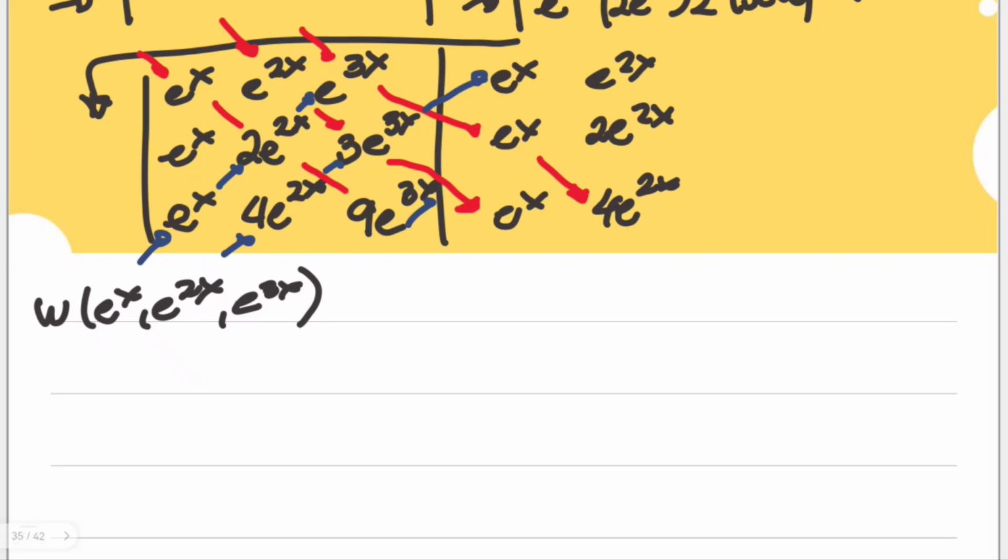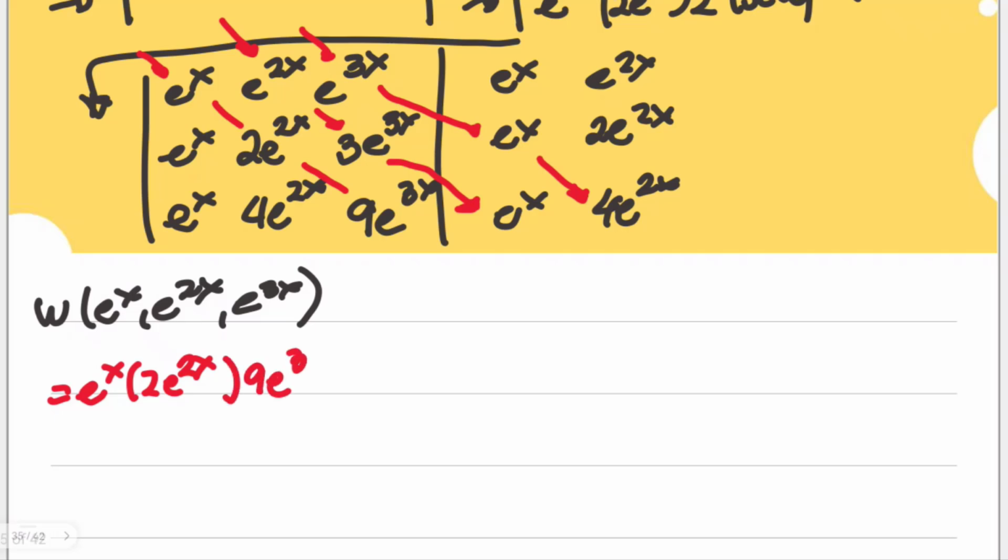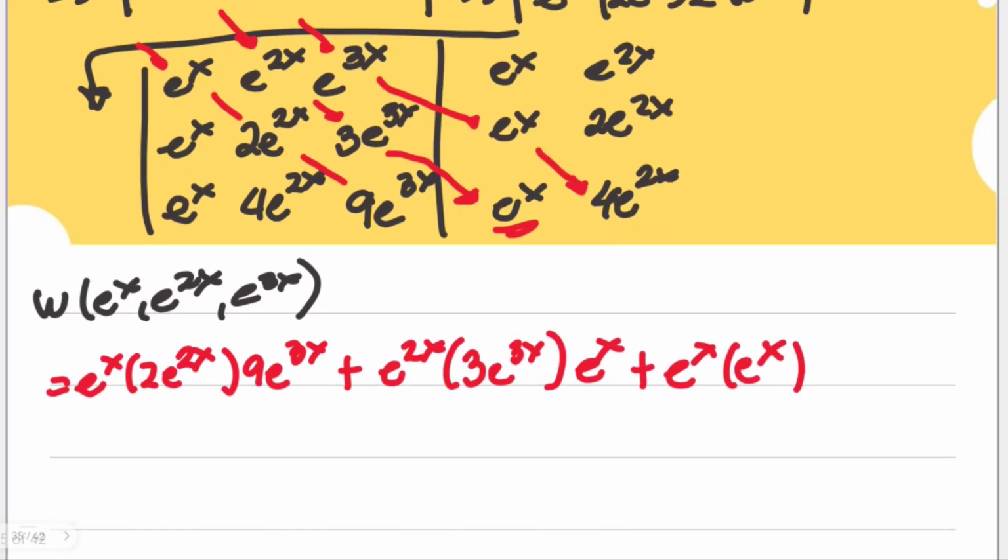So let's proceed with the red first so that you will not be confused with this process. Of course, you need to review as well your linear algebra for this. So for the first entry, you will have e to the power of x, twice e to the power of 2x, this first diagonal, times 9e to the power of 3x. That's for the first diagonal, plus the second diagonal with this one here. So e to the power of 2x times thrice e to the power of 3x. Let me do it again. Thrice e to the power of 3x times this one here, e to the power of x. Plus the last diagonal here. So you will have e to the power of x times e to the power of x times 4 e to the power of 2x. Okay, that's all for the red.